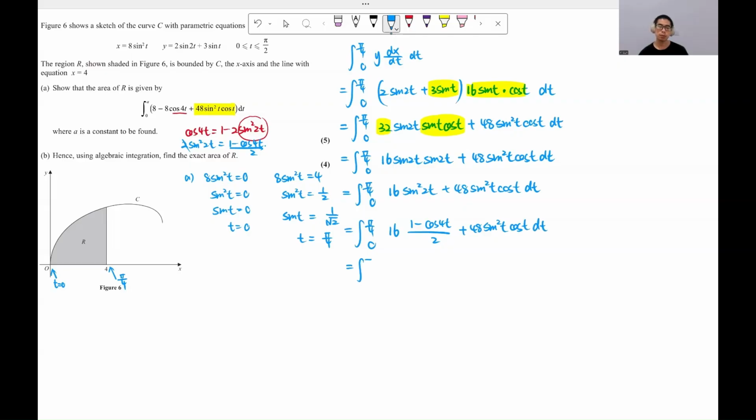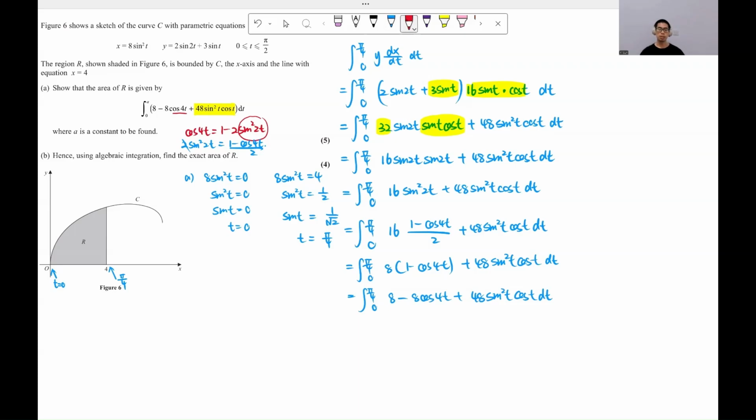So 16 over 2 is 8. And then 1 minus cos 4t is still the same. And then 48 sin²t cos t dt. And then expand it out. That should give us the answer we want. So 8 minus 8 cos 4t plus 48 sin²t cos t dt, which is exactly the same. And in this case, a is pi over 4. And then now we just have to integrate it to work out the final answer.